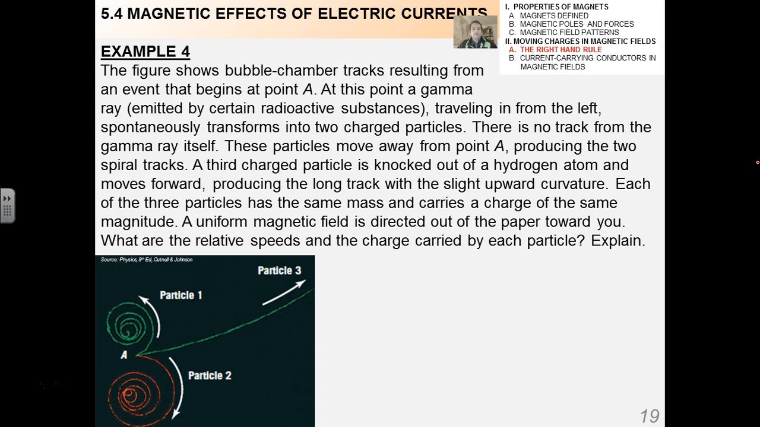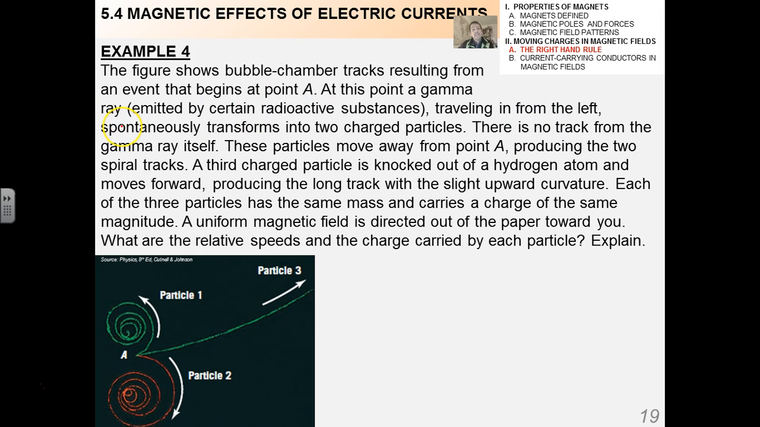Okay. All right. Let's do an example. This is the last example for this video. Okay, these are particles in a bubble chamber. The figure shows bubble chamber tracks resulting from an event that begins at point A. At this point, a gamma ray. Don't worry so much about what a gamma ray or radioactivity is at this point.